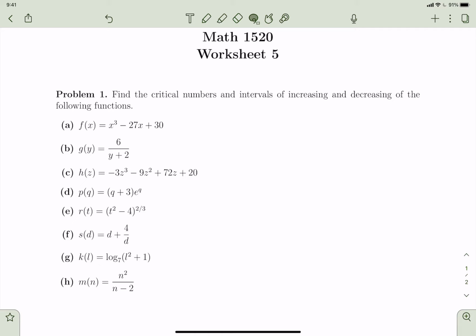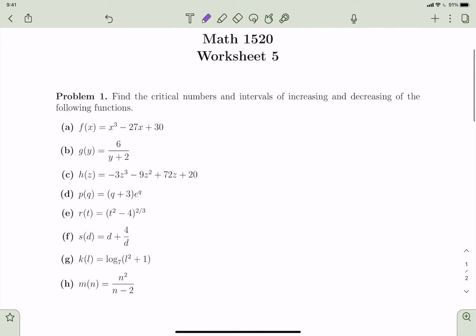So good day guys, today we're gonna work on this worksheet number 5 about finding the critical numbers and intervals of increasing and decreasing of the following functions. So before we do that, let's review a bit about the critical numbers. Right? What is critical numbers?